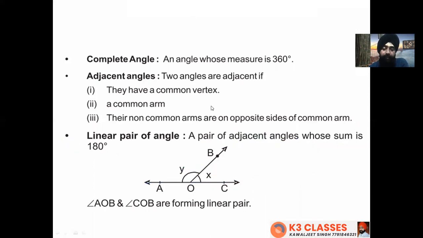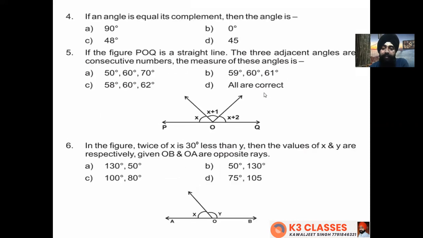Here the two angles, angle AOB and angle BOC, are called a linear pair because the sum is 180 and they are adjacent to each other. So based on this, we will do an activity.